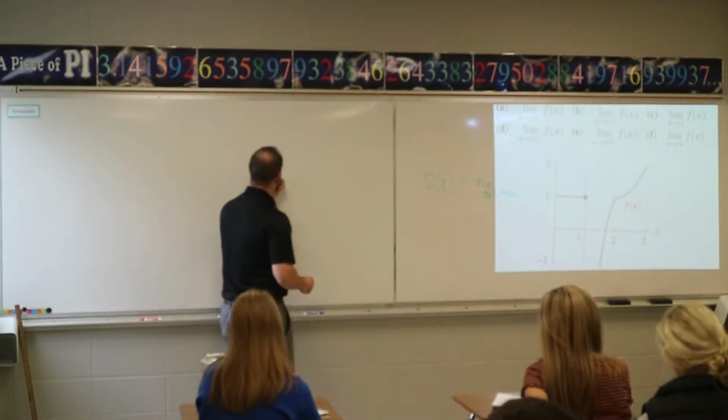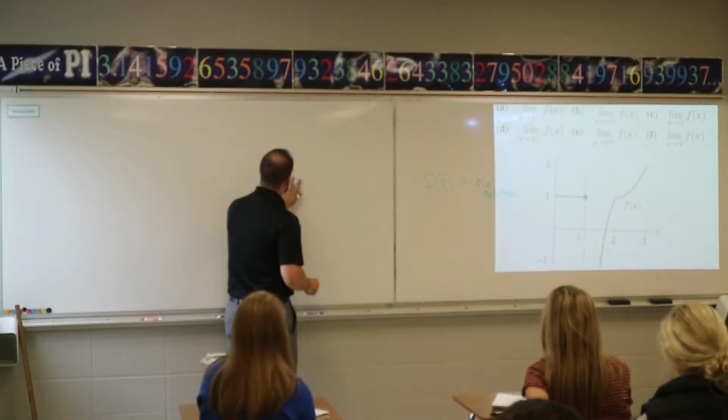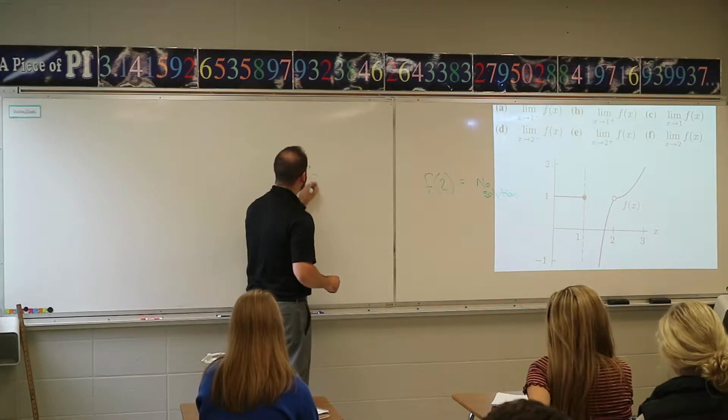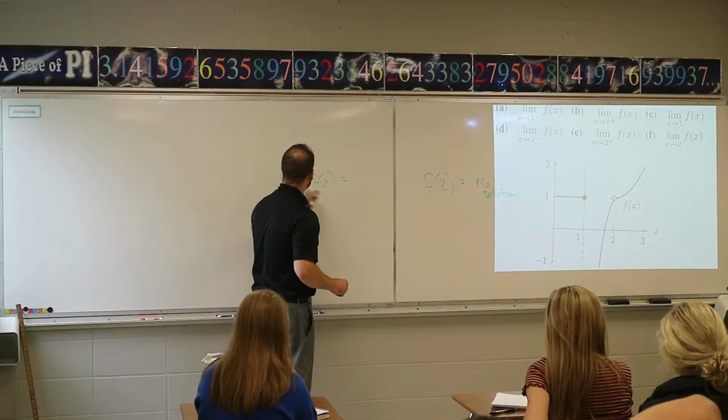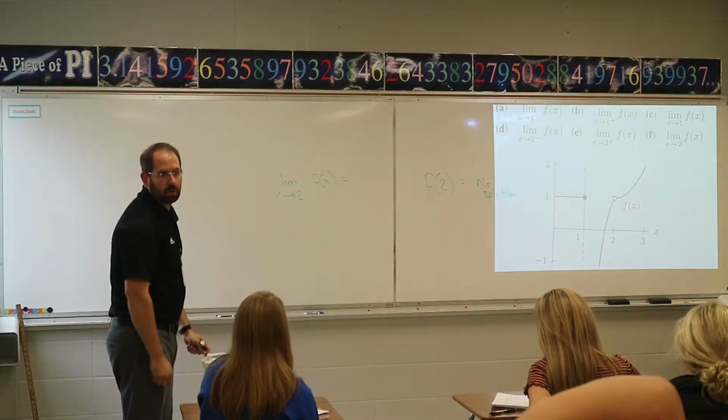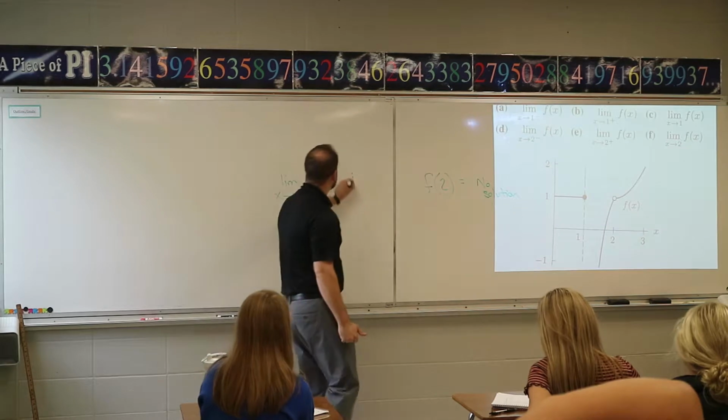But if I did a limit as x approaches 2 for my f of x, what number is the graph telling me it's going towards? 1. Which way? The left and the right.